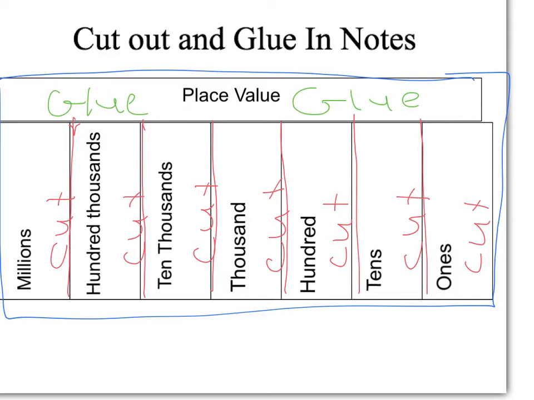Now I'd like you to write the number 1,358 underneath the correct place value. So for example, the 8 is in the ones place. So we're going to flip up and we're going to write it underneath the ones flap. The 5 is in the tens place, so we're going to write it underneath the tens flap. The 3 is in the hundreds place. You're going to write it underneath the hundreds flap, and the 1 is in the thousands place. Go ahead and write that number under each flap.